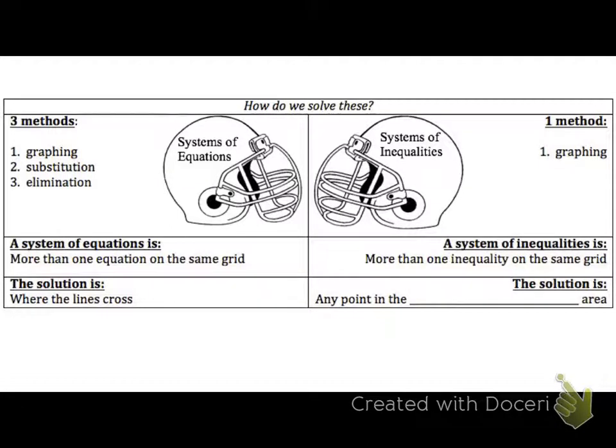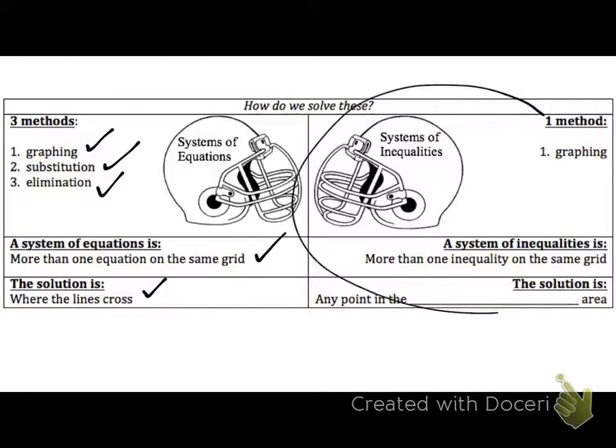So, for a system of equations, let's take a look at the left side first. For a system of equations, there were three methods of solving: graphing, substitution, and elimination. A system of equations is when we had more than one equation on the same grid. And the solution is where the lines crossed.